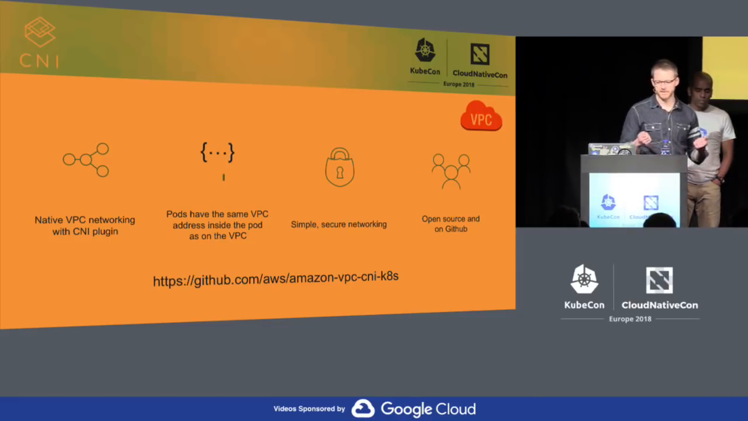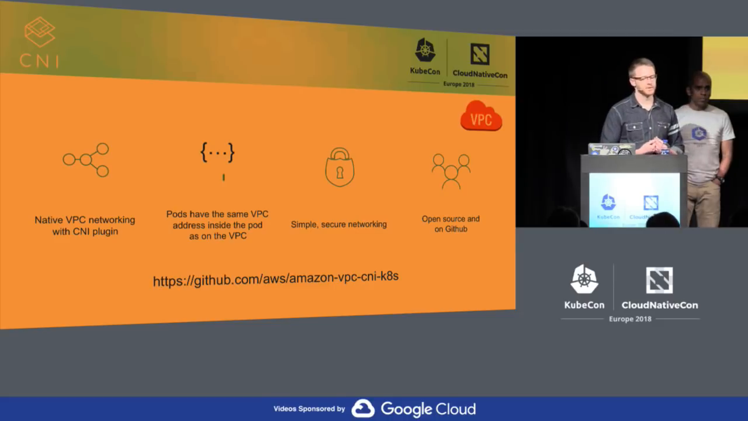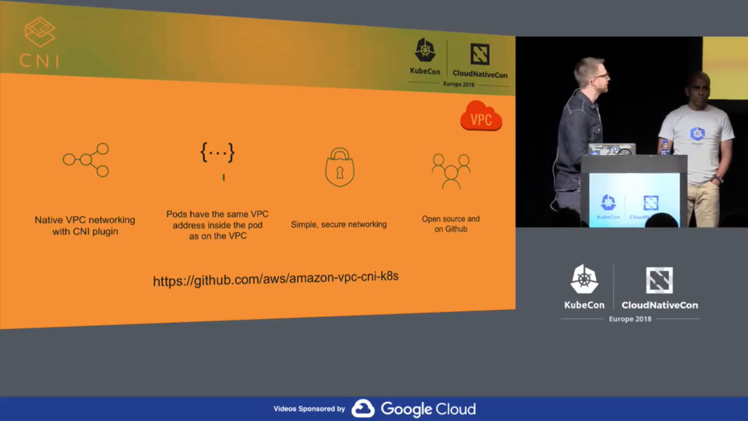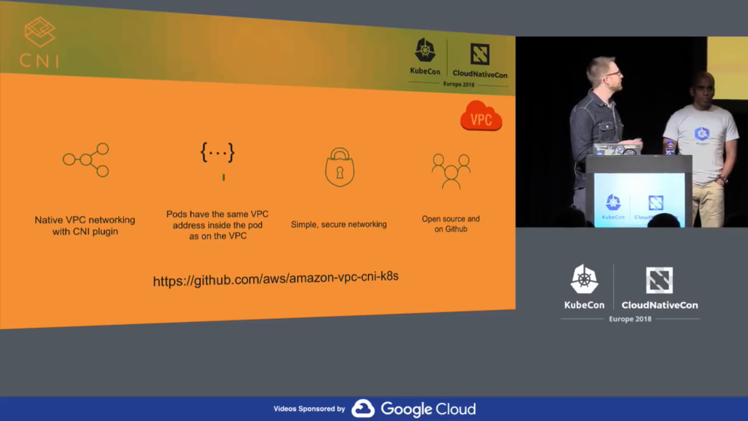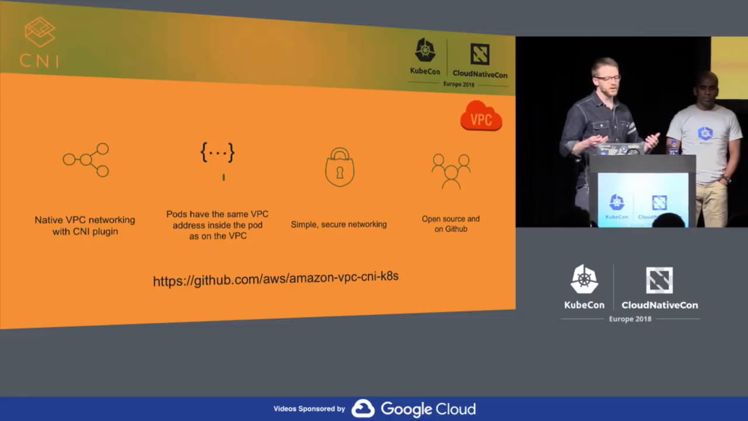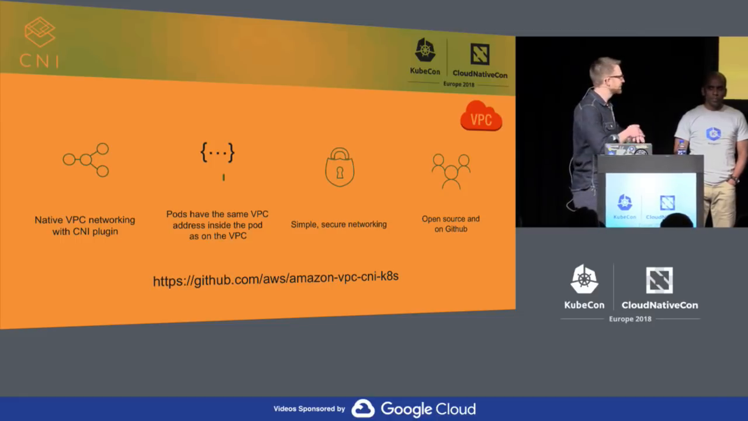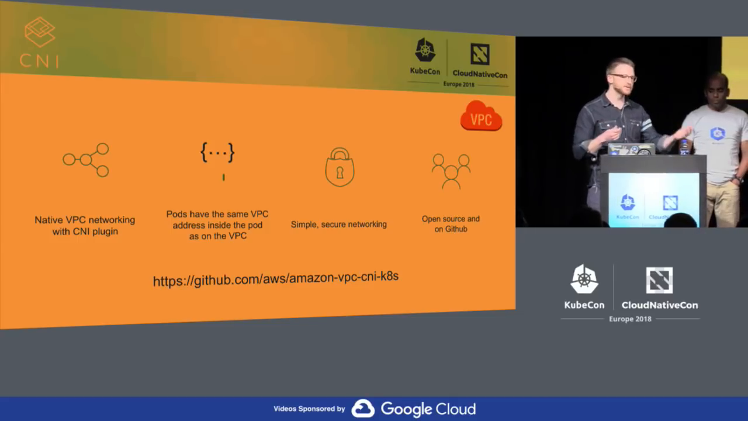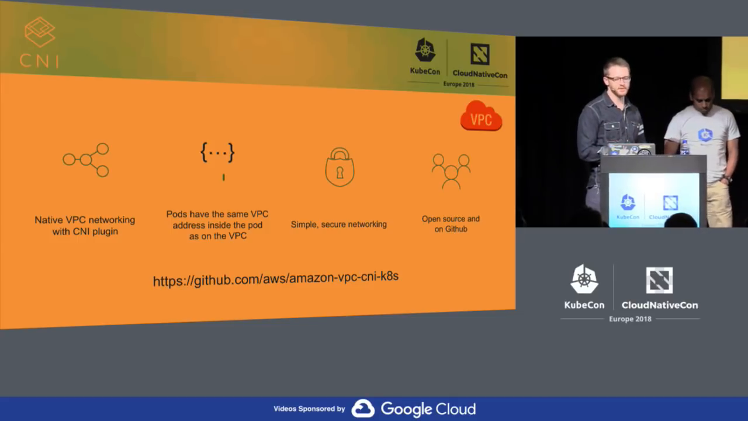The CNI plugin itself is a couple of different components. There's an IPAM daemon inside of it, which is responsible for basically calling out to the VPC, saying, give me IP addresses. And then there's the actual CNI plugin itself, which does all the wiring of the interfaces and dropping those into the pod namespaces. The end goal here is to just give you native VPC IP addresses, so you get a flat, routable network. Your pods and your instances all share the same VPC IP space.